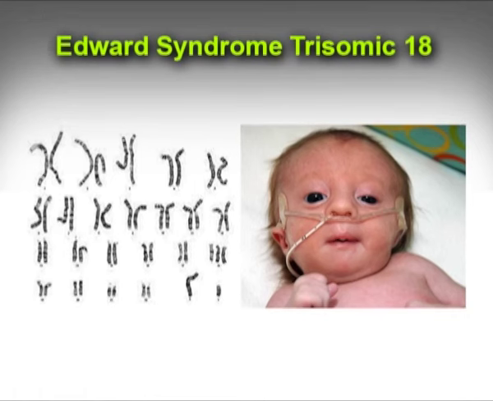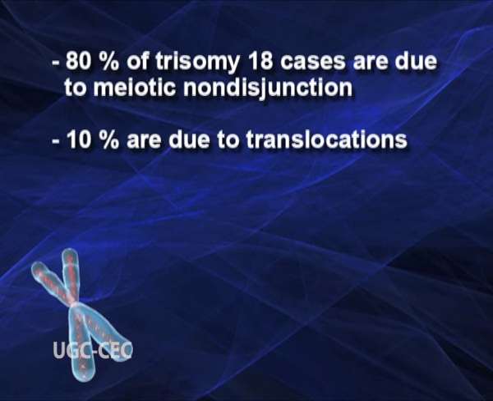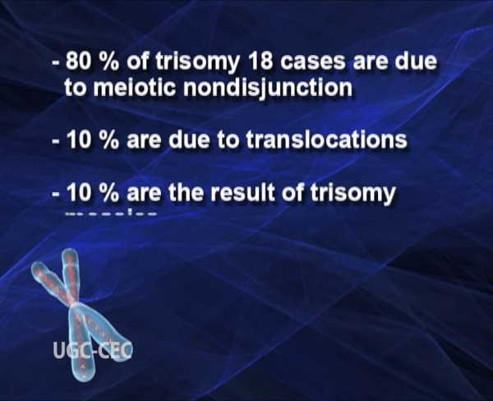In 1960, John Edward and his colleagues reported an infant trisomic for a chromosome in the E group, now known to be chromosome 18. It is designated as 47, 18 plus. Incidence is about 1 in 4,000 live births. 80% of trisomy 18 cases are due to meiotic non-disjunction. 10% are due to translocations and 10% are the result of trisomy mosaics.